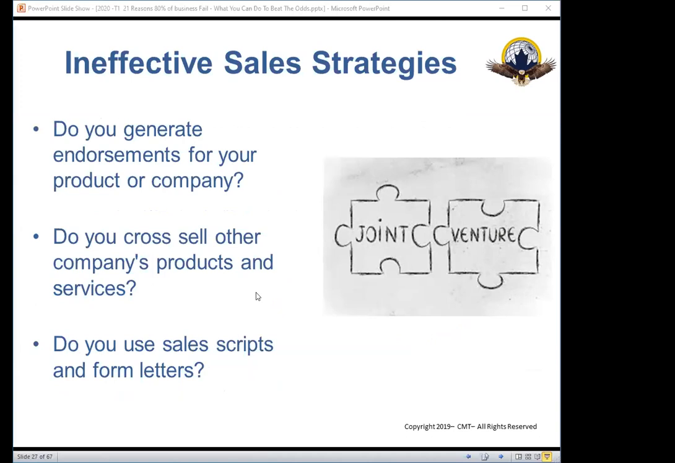So do you generate endorsements for your product or company? Recently, actually, Jason asked me for an endorsement. He said, Odin, can I have an endorsement letter? Yep. So we worked on an endorsement letter. Then he put together all the documents and we sent out an endorsement letter. And lo and behold, he's got interest from that endorsement letter. Jason's pretty good at what he does. Talk to him. So endorsement letters do work.